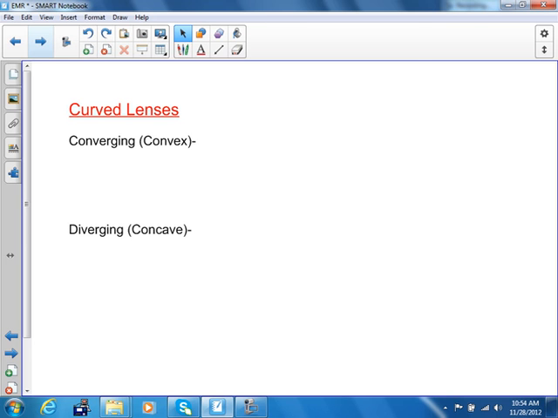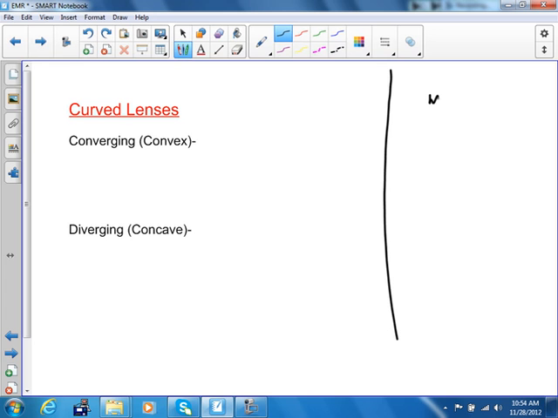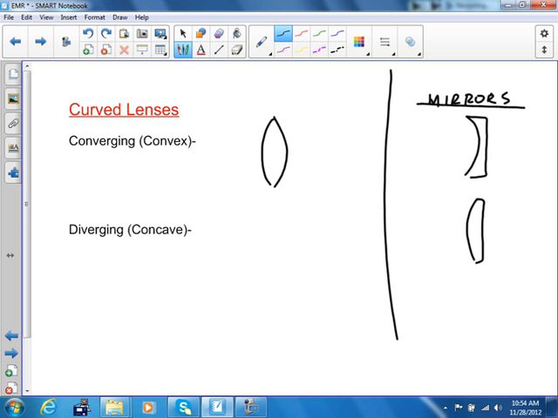For mirrors, if we had a converging mirror, it was a concave mirror. A diverging mirror was a convex mirror. With lenses, it's the exact opposite. Converging is convex, and diverging is concave.